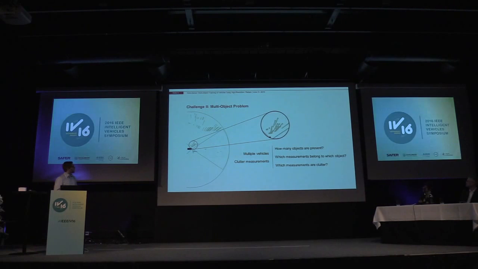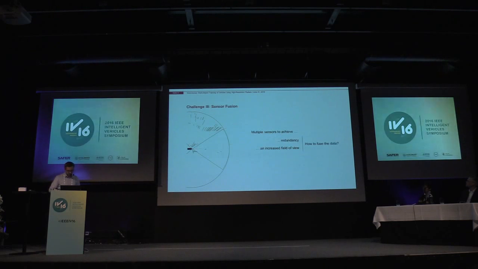Now, the second challenge that we're looking at is we're having a multi-object problem, which basically means we have multiple vehicles in our field of view, and also we receive some clutter measurements, for example, from static objects. Now, this yields some questions, which are how many objects are present, which measurements belong to which object, and which measurements are clutter. So we have to somehow make an association decision, and this decision is not always easy to make, as you can see from the example just on top here, because we do have some measurements which originate from a vehicle, which are those here, but we do have close by clutter measurements from static objects. And if you make a wrong association decision here, we might lose our track, or at least deteriorate our tracking result. Third challenge is sensor fusion.